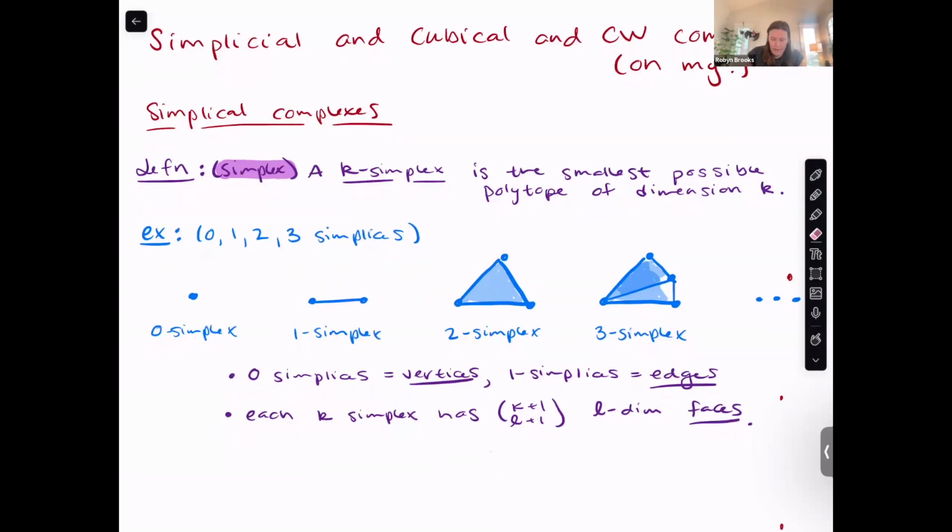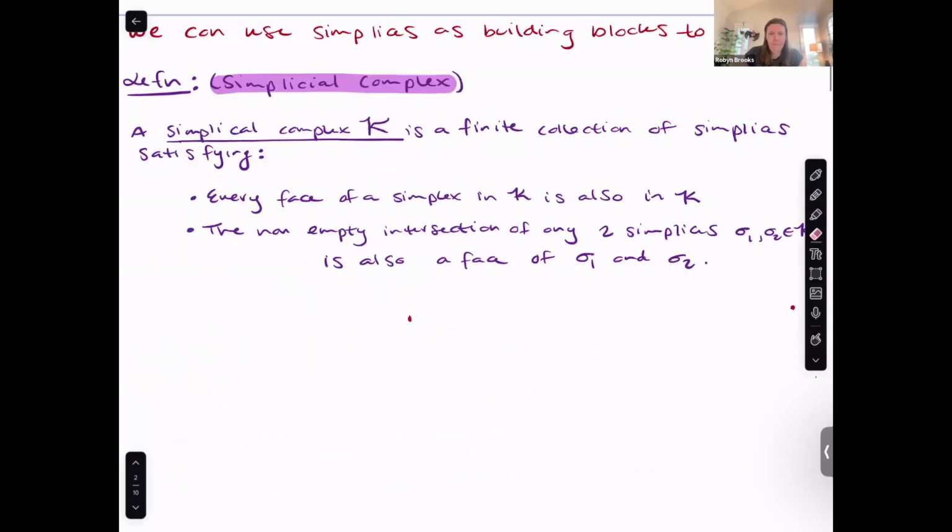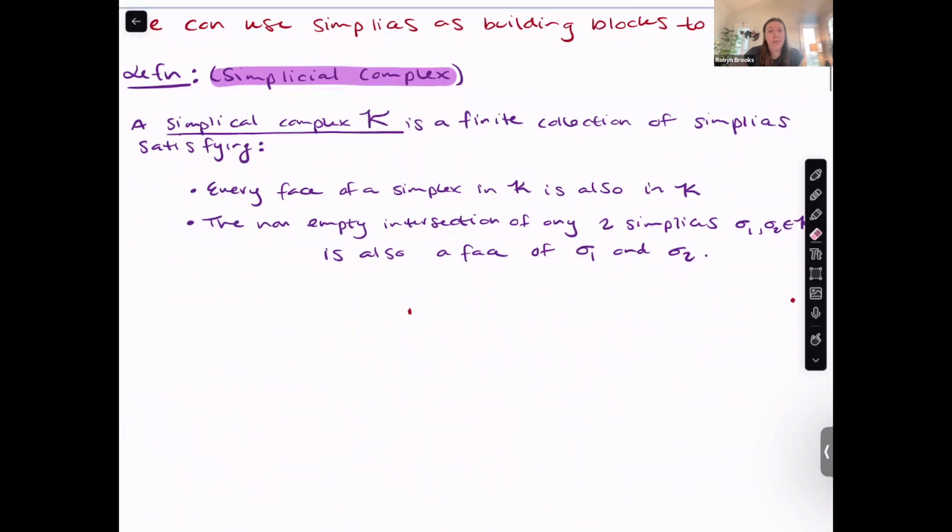So that's great. We can describe simplices in Euclidean space by giving a purely geometric description of the simplex. Here is set notation for the standard K-simplex. It's just the convex hull of the K+1 standard vectors in R^n. Like I said, we use these simplices as building blocks to build simplicial complexes.